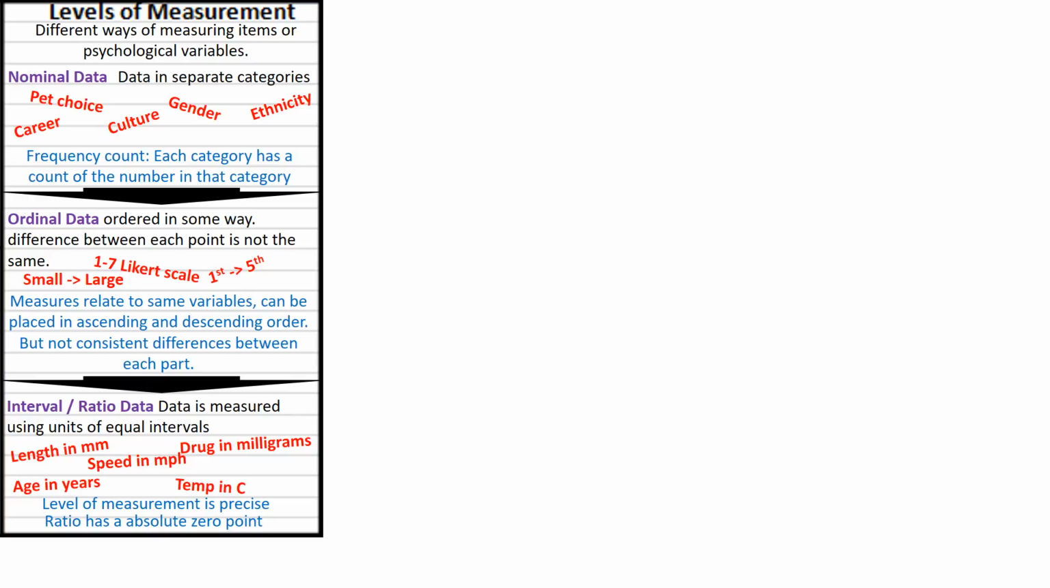What wouldn't be ratio data would be, for example, temperature in degrees C. You can have -4 degrees C, so that would be interval. But the difference between 1 degree and 2 degrees is still the same as the difference between 5 degrees and 6 degrees in centigrade.